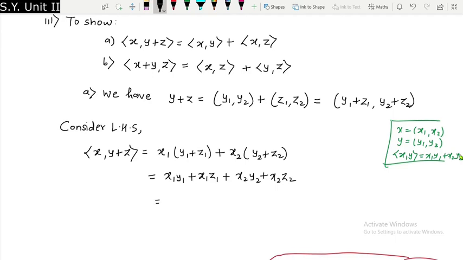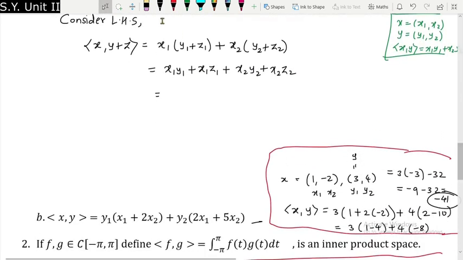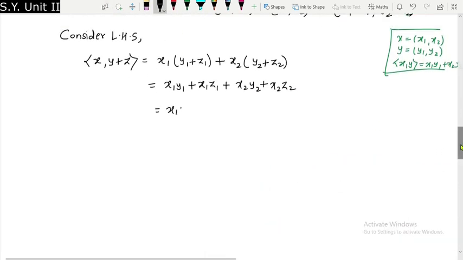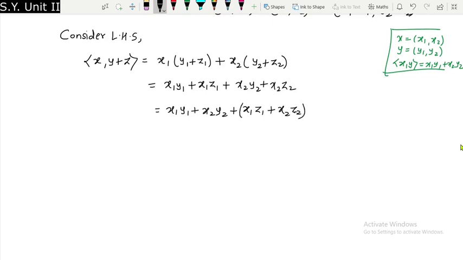We will combine the terms of x and y together. X and y in the sense xy is involved, and then xz and xz. Okay. So this is equal to x1 y1 plus x2 y2 plus x1 z1 plus x2 z2. If you want I will give some brackets over here. And if you observe it carefully, this is nothing but inner product of x with y, and this is nothing but inner product of x with z, and that is nothing but our RHS. Is that okay? And that is what we wanted to prove.